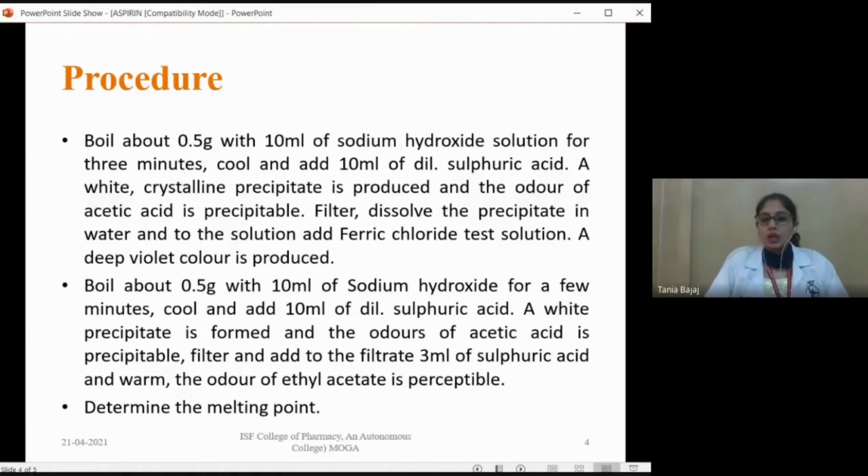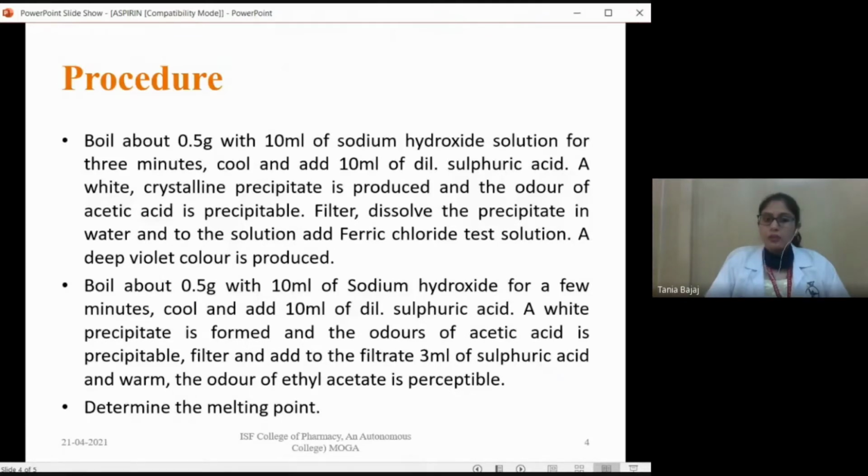Filter it, dissolve the precipitate in water and to the solution add ferric chloride test solution. A deep violet color will be produced. For the second test, boil about 0.5 gram of the same substance with 10 ml of sodium hydroxide for a few minutes. Cool and add 10 ml of dilute sulfuric acid. Till here it is similar to the first test. A white precipitate is formed and the odor of acetic acid is perceptible.